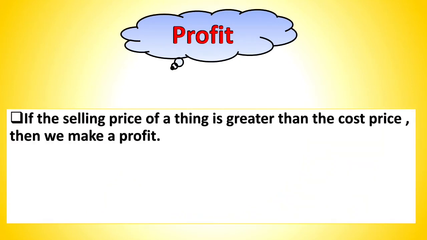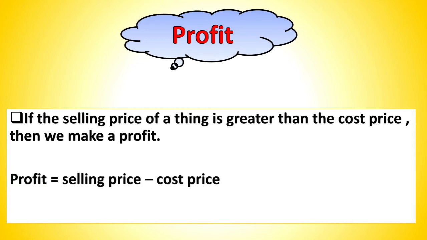Now students, the definition of profit is, if the selling price of a thing is greater than the cost price, then we make a profit. For example, if you purchase a pen for rupees 10, then the cost price for that pen is 10, and the same pen you have sold to your friend for rupees 12. The selling price of that pen is 12 now. So here selling price is 12 and cost price is 10. It means selling price is greater than cost price. Then here you are going to make a profit.